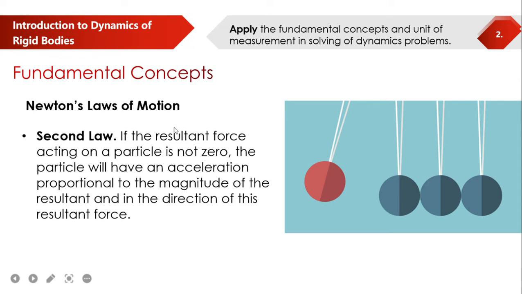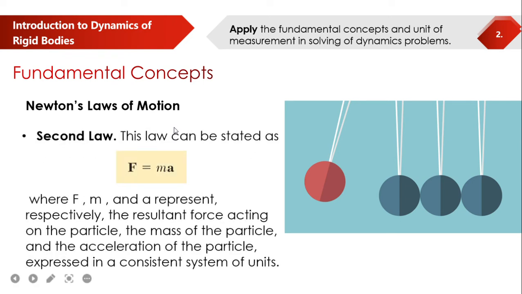So again, we can just show this in the formula. It conforms to the second law, that the acceleration of the body will be proportional to the force or resultant force acting on the particle and its mass. When we say second law, there are three parameters that we are going to consider: the force, mass, and the acceleration. And all of those parameters must be proportional to each other.